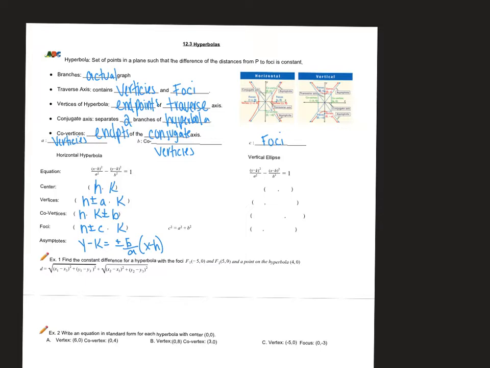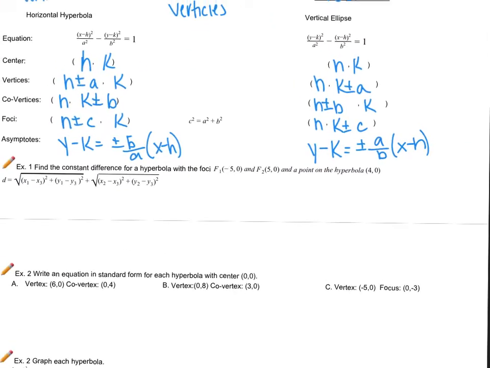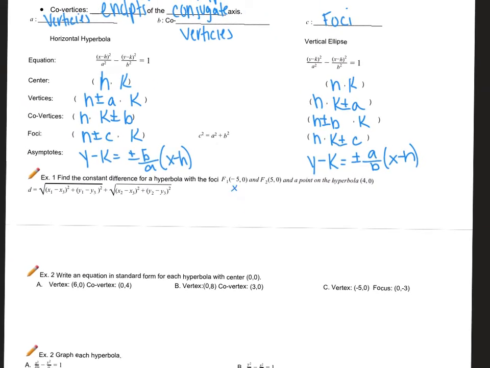Alright, so for my vertical hyperbola, my center is also (h, k). The vertices are going to be (h, k plus or minus a). The co-vertices are going to be (h plus or minus b, k), and then my foci are going to be at (h, k plus or minus c). My asymptote formula for this is y minus k equals plus or minus a over b times (x minus h).